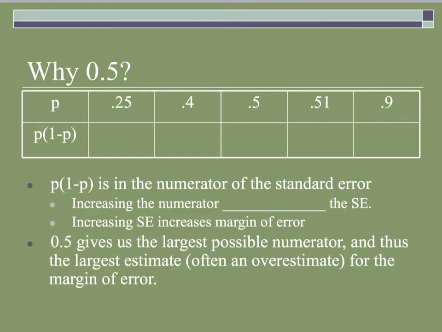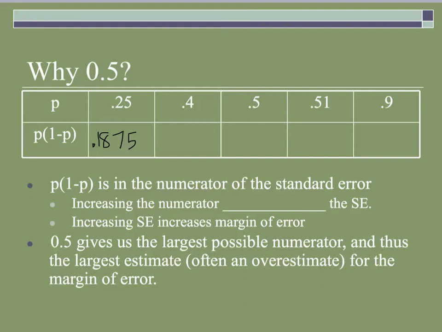So this lends itself to the question, why do we use 0.5? Why is that the p hat value or the p star value that's going to give us a conservative estimate and not something else? Just by looking at some examples, I want you to think about what would happen if we used 0.25 for p. When we calculate p times 1 minus p, so basically the numerator in our standard error formula, 0.25 times 0.75 is 0.1875. So that's going to give us the numerator of our standard error formula.